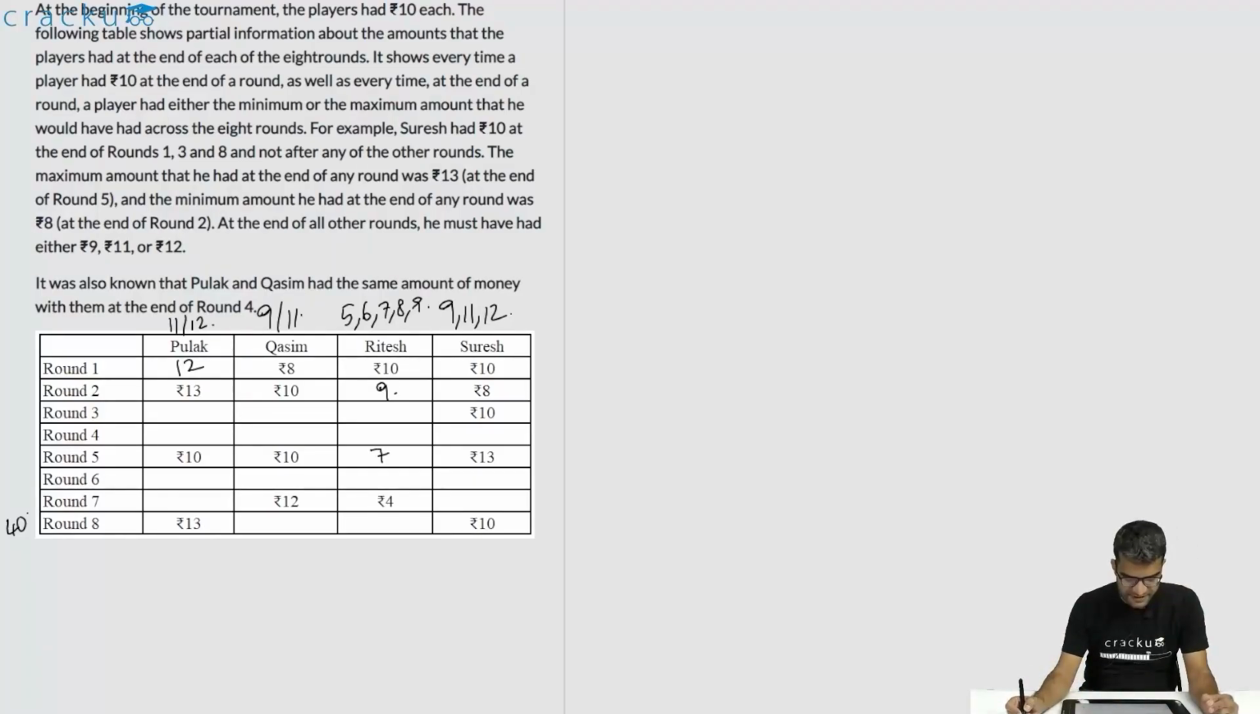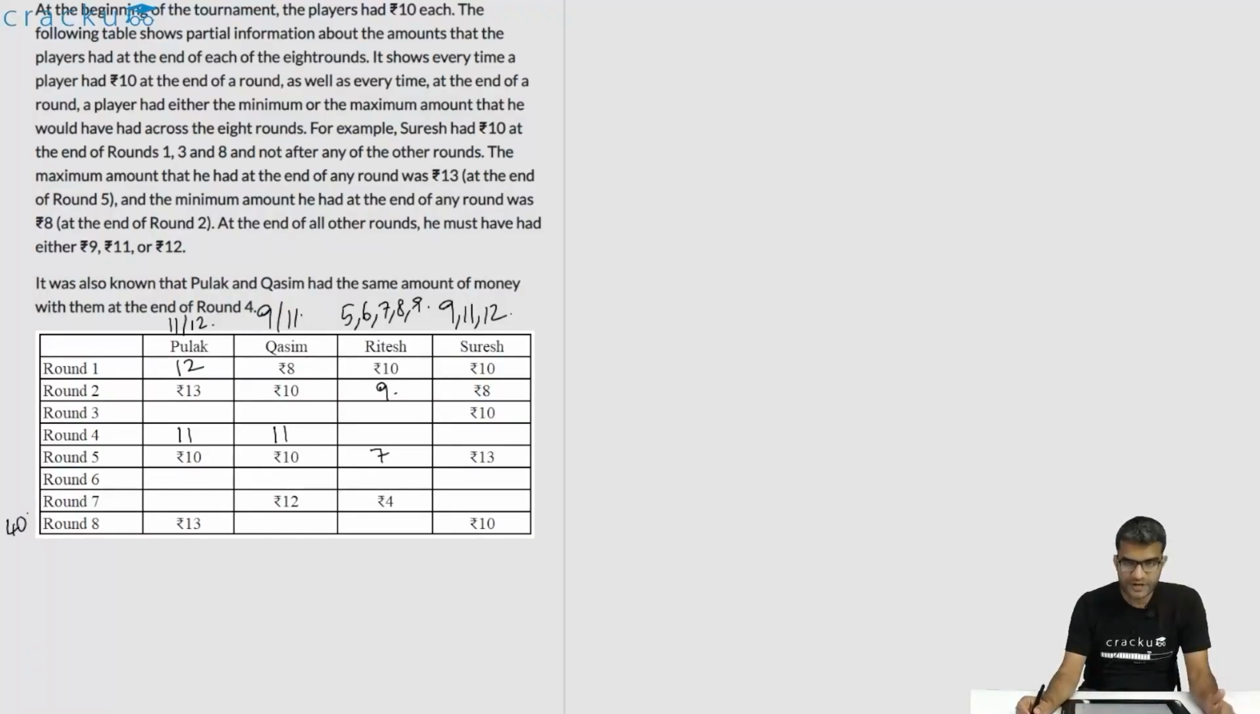We are also given that Pulak and Kasim had the same amount of money with them at the end of round 4. So that would imply that both of them had only 11 rupees, because the missing number in Pulak's column will be either 11 or 12, and that in Kasim's column will be either 9 or 11. The only common term is 11, so that will be 11. Once you identify it, let us look at some more information that we can infer.